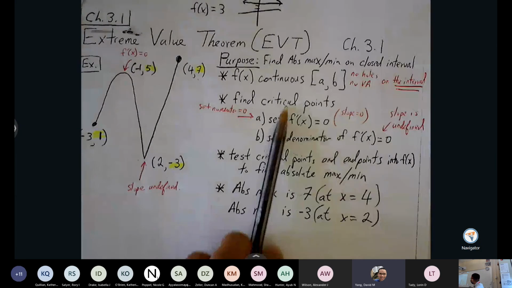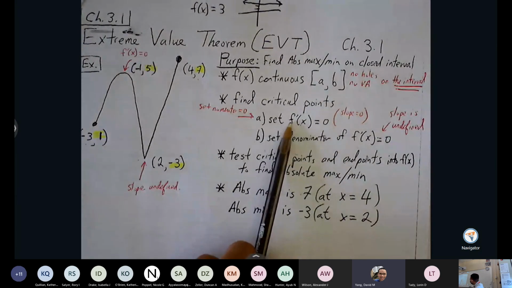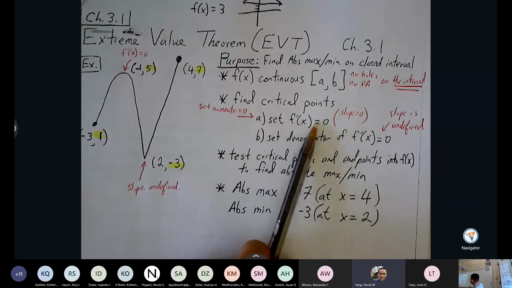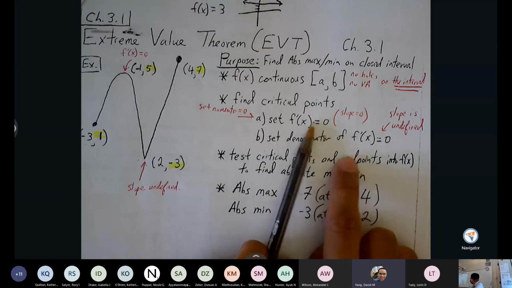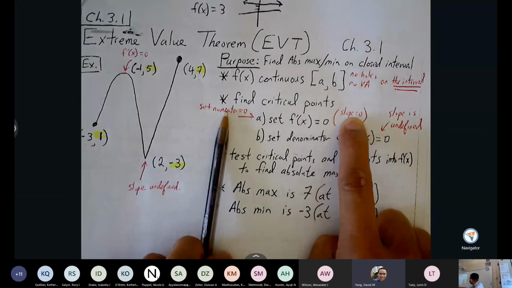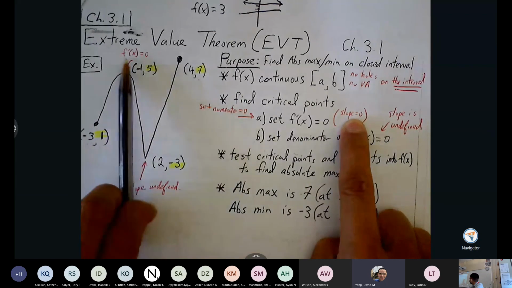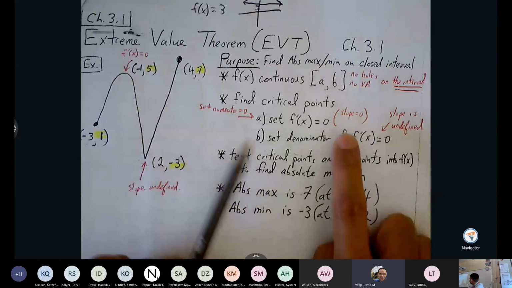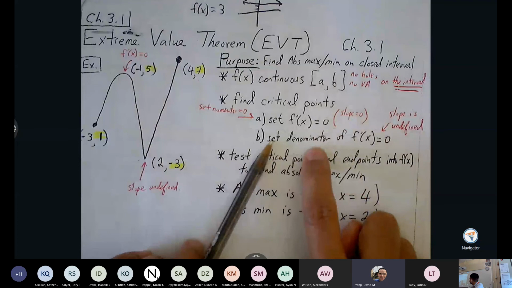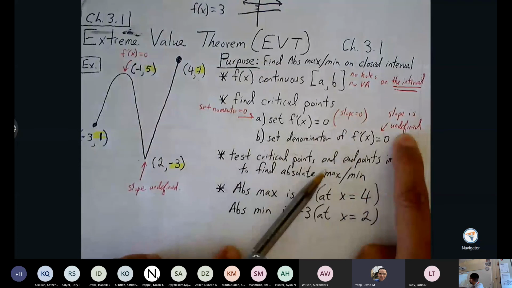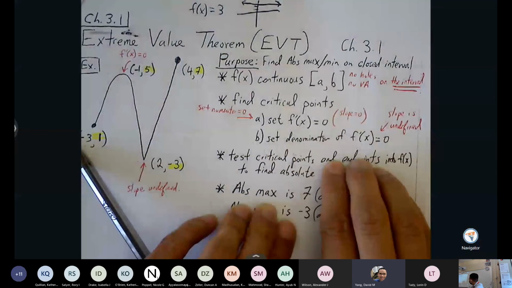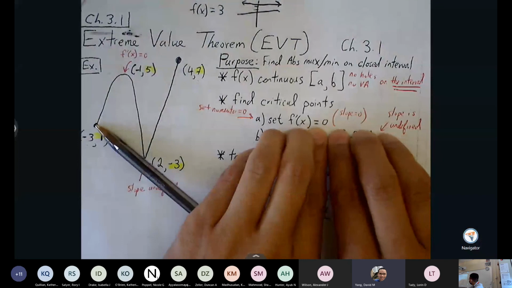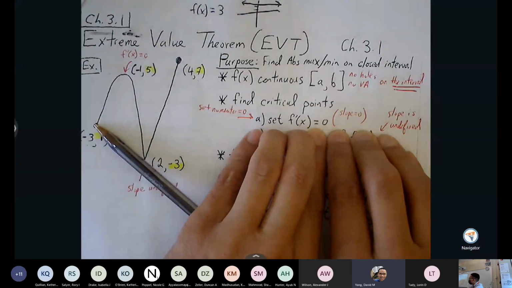Okay. So we're going to find critical points. We're going to find f prime and set f prime equal to 0. We're just in search of places of slope 0, because slope 0 could end up being an absolute max. But in this case, our problem is a polynomial, so there are no places where slope is undefined. So for number 1, b is not going to be an option. We just have to worry about setting our derivative equal to 0.